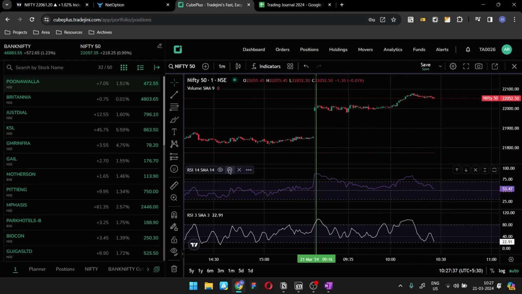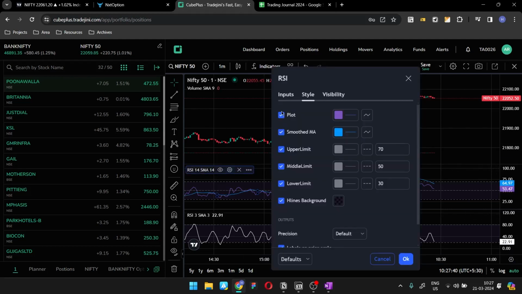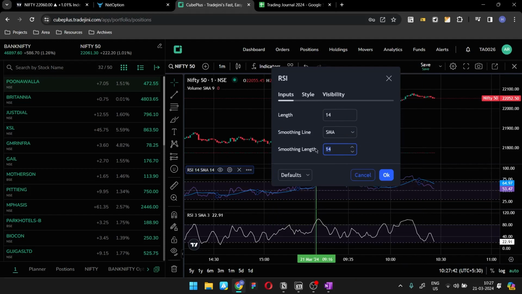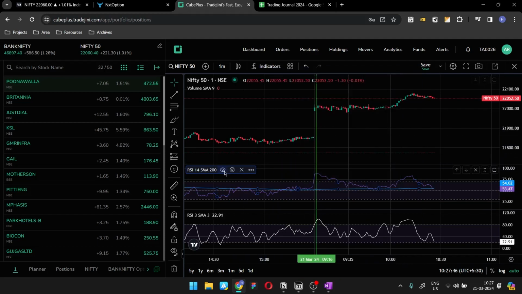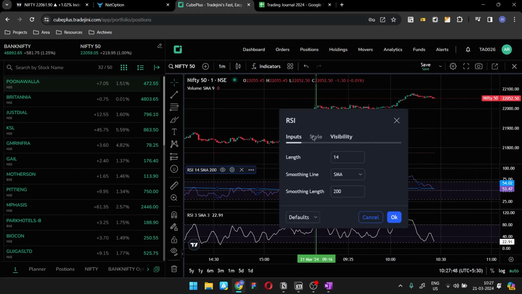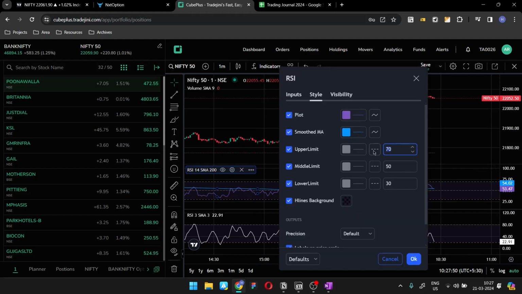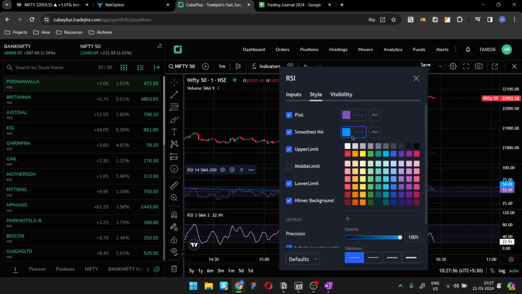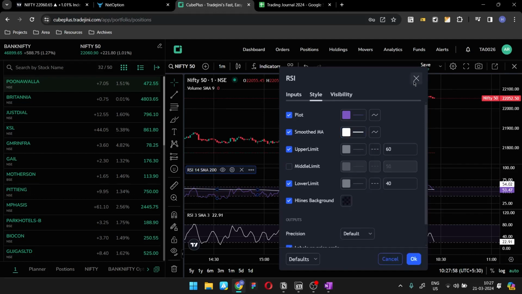The other one is RSI 14 only, but the moving average is 200. And you should remove the 70 and all that. This is 60. Okay, 60, 40.